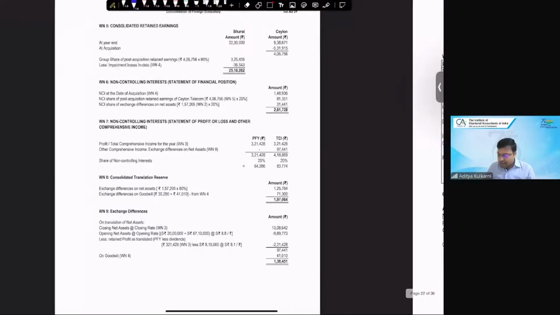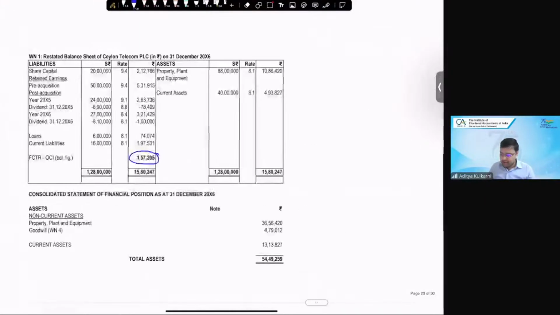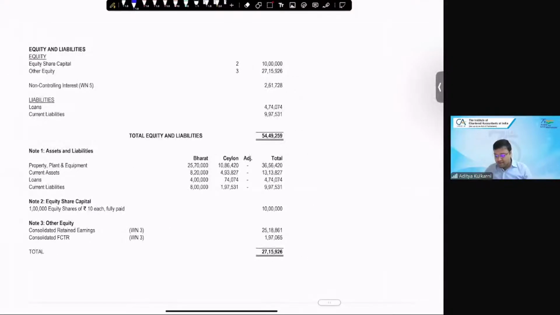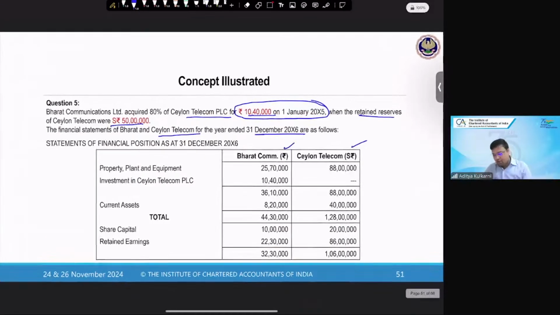All right. One part I explained to you, that is FCTR calculation. Closing balance sheet, I have converted at the applicable rates and arrived at FCTR. Now we will come to the cost of control, that is goodwill. What Ind AS 21 tells: do I calculate the goodwill in the foreign currency, or in the functional currency? Foreign currency. And then I have to convert using which rate? Closing rate.